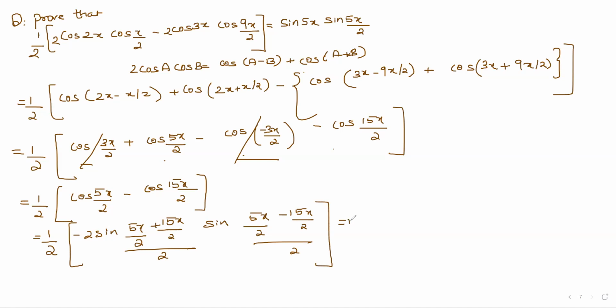Okay, this is equal to 1 by 2 minus 2 sine. This is 5 plus 15, 20, 20 by 2, 10, 10 by 2 is 5. Sine 5 minus 15 is minus 10 by 2 is minus 5. So this is minus 5x by 2. Now this negative, this will become positive. Sine minus theta is minus sine theta. Yes sir.